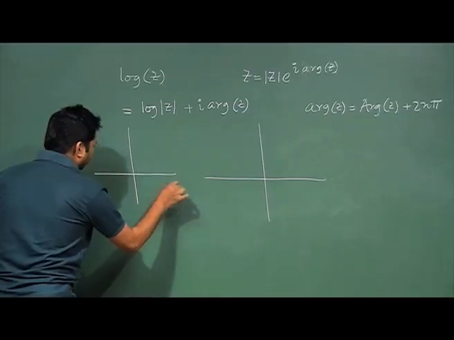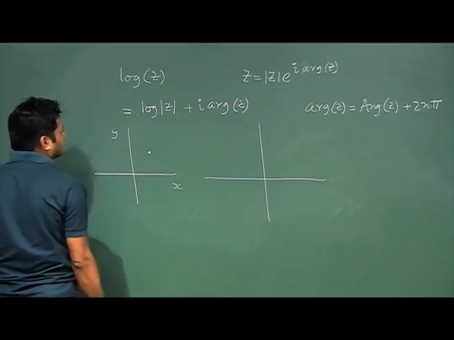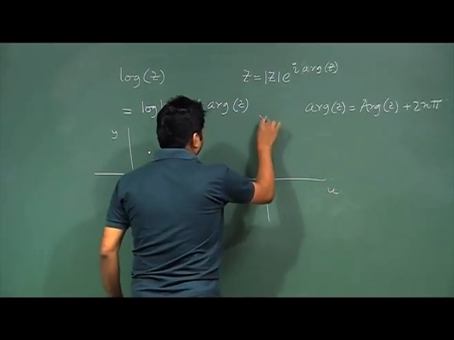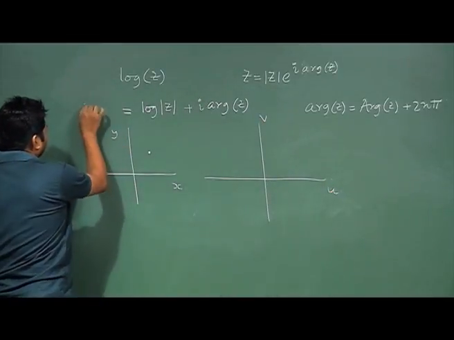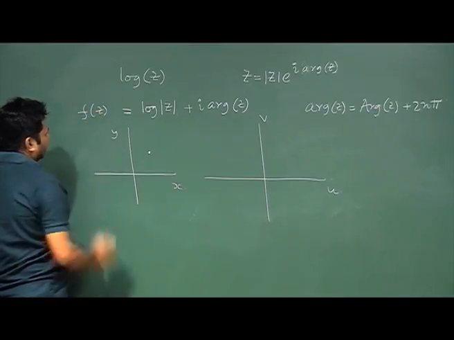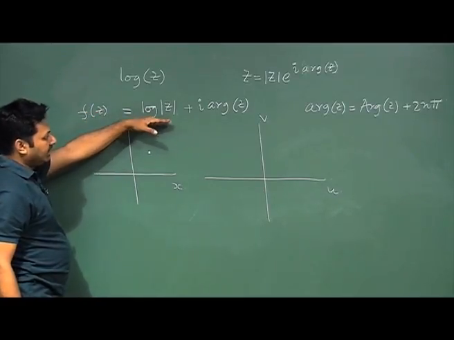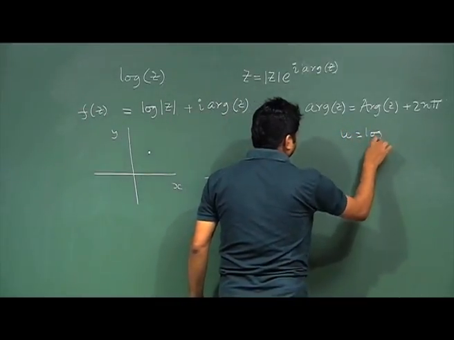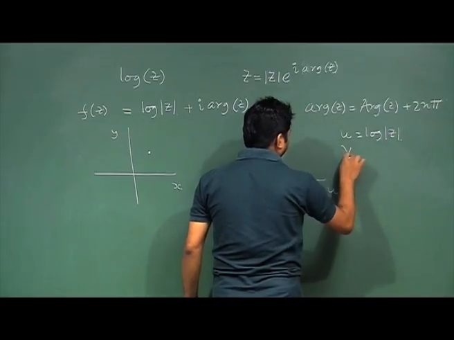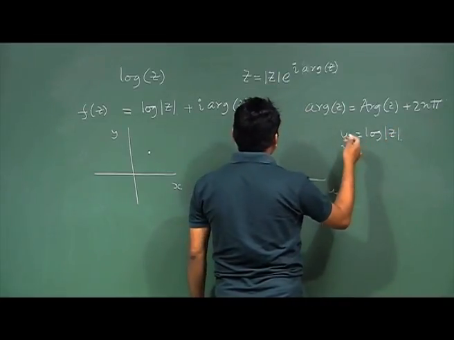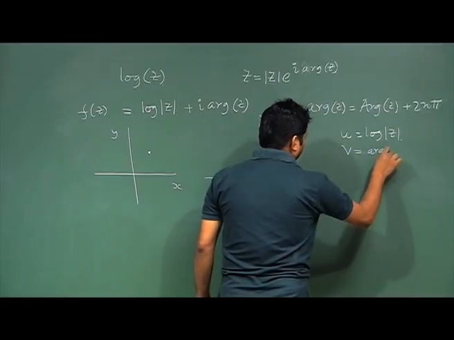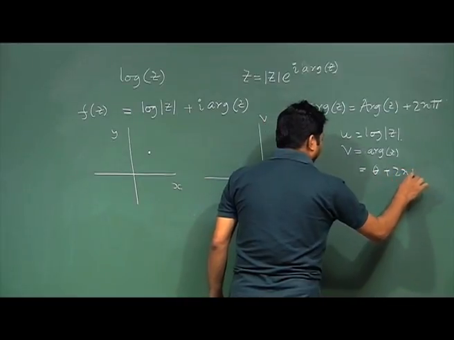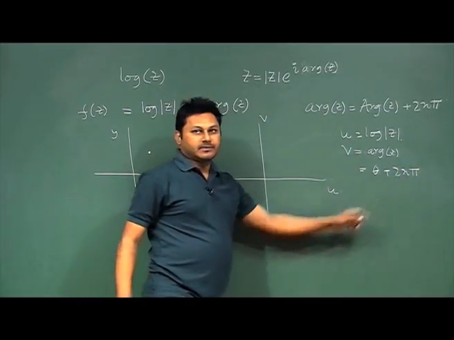this is my x, y, some point z is here, this is my u, v, this is my function f(z), which is this quantity. So, my u is this quantity and v is that quantity. So, my u here is log of mod z and my v here is argument of z, which is essentially theta plus 2n pi, if theta is my principal angle.